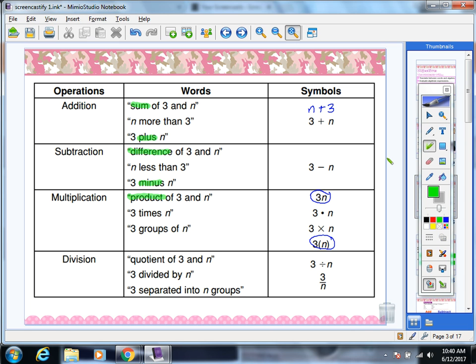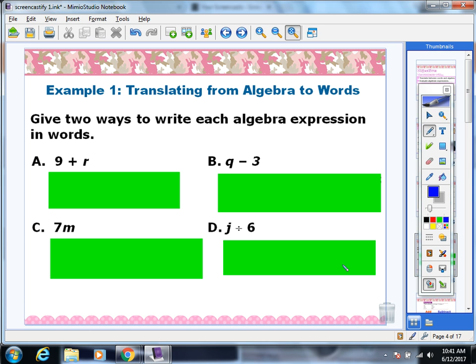For division, that's quotient of 3 and n. It has to be 3 divided by n or 3 over n. We frequently use the fraction bar to represent division. In algebra, subtraction and division, order is very important. It will completely change your quantity. So when I say the difference of 3 and n, it has to go 3 minus n. When I say the quotient of 3 and n, it has to say 3 divided by n. Order is important on those two.